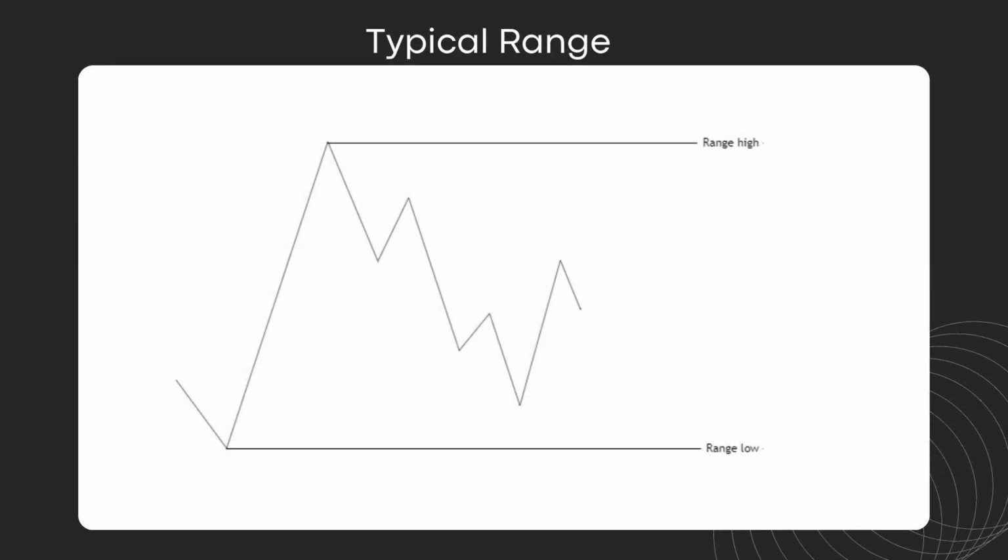Now, let's look at some graphical representation of each type of range. The first one we've got is the typical range. We already saw this one before and it's pretty simple. We've got a high and a low and price is stuck between that high and low, and this is what a typical range looks like. It's a bit subjective compared to the other types.